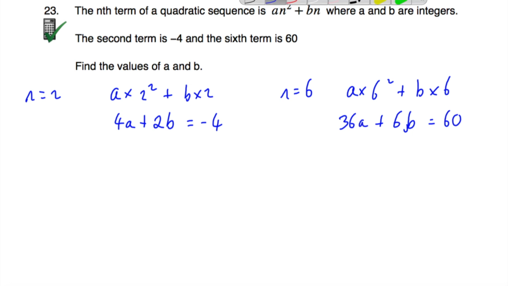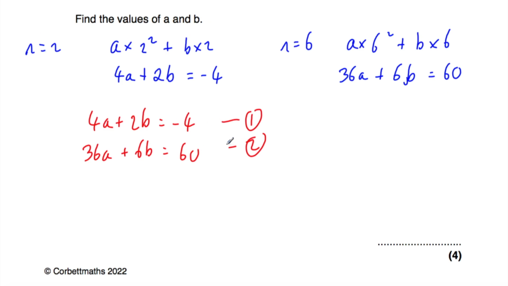So let's write down our two equations. So we've got our two equations, 1 and 2, and we want to be able to eliminate or cancel out one of the letters. So if we multiply equation 1 by 3, if we do 3 times equation 1, because that would give us our 6b. If we times all these terms by 3, we'd have 6b, and we'd have two equations with 6b in it, and then we could cancel them out.